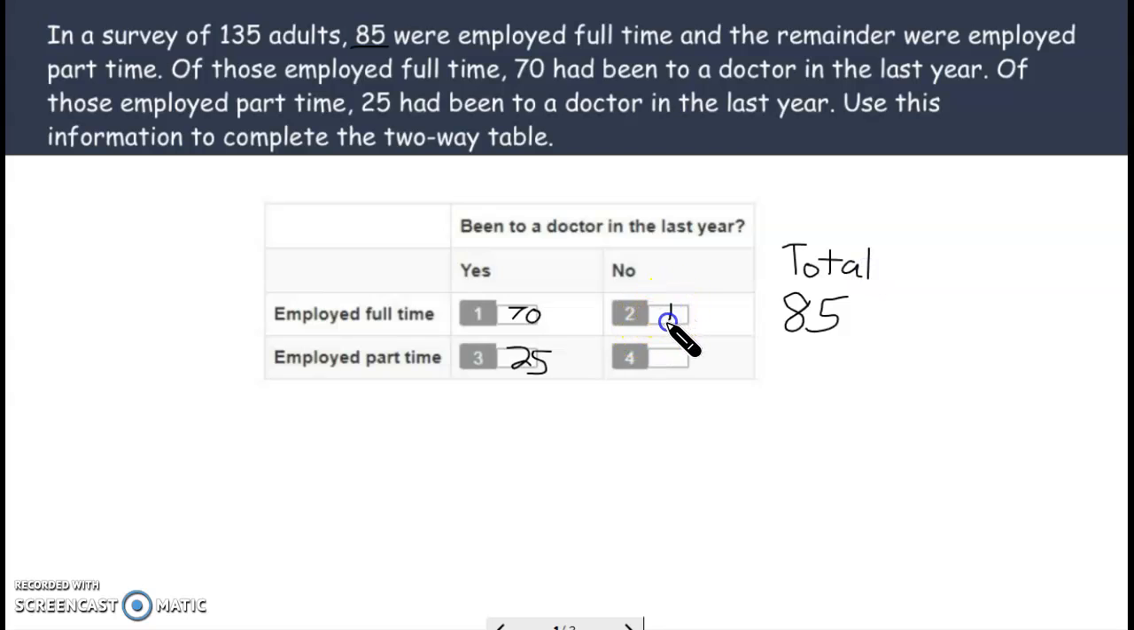That means the ones that answered no and not been, they'd have to add up to 15. 70 plus 15 gives us the 85. We also know that there were 135 of all the adults surveyed, whether they were full-time, part-time, been to a doctor or not, 135. For 85 to add up to 135, we have to add 50 here. 85 plus 50 gives us 135, and therefore adding across here, 25 plus another 25 would equal 50. All right, so the numbers here are 70, 15, 25, and 25, and that completes this two-way table.